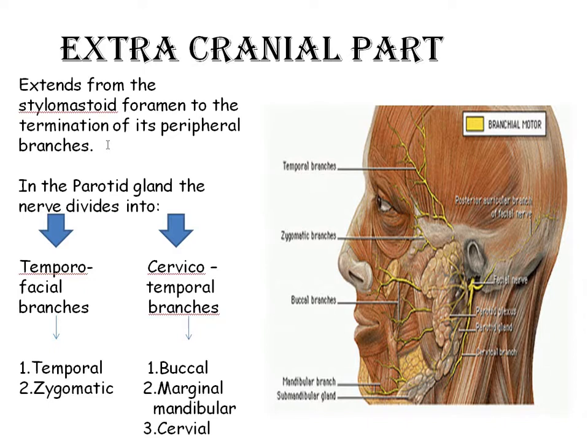In the parotid gland, the nerve divides into temporofacial branches and the cervicofacial branches. The temporofacial branch gives the temporal and the zygomatic. So this is the temporal and this is the zygomatic branch. So this is the temporofacial branch here. And the cervicofacial branch gives the buccal, marginal mandibular and the cervical. The buccal, the marginal mandibular and the cervical branch. Here is the cervical branch.